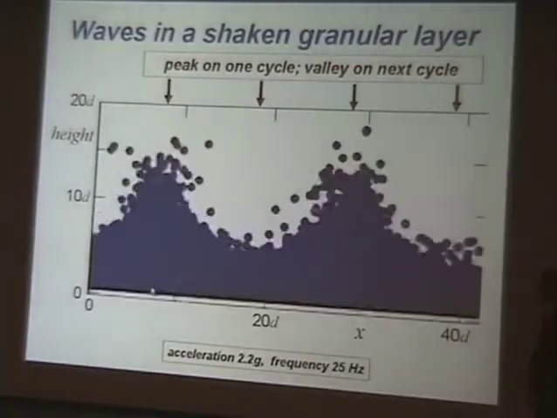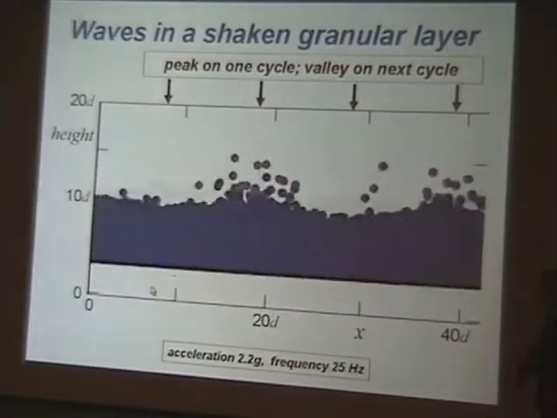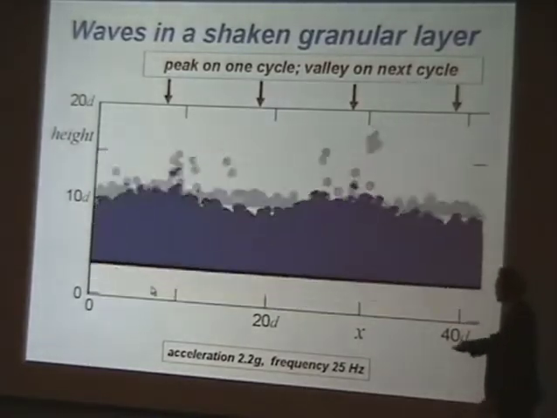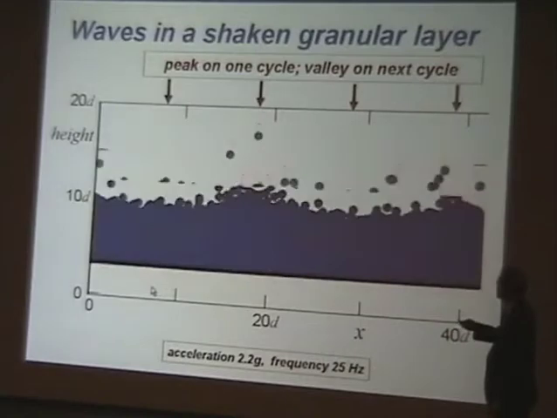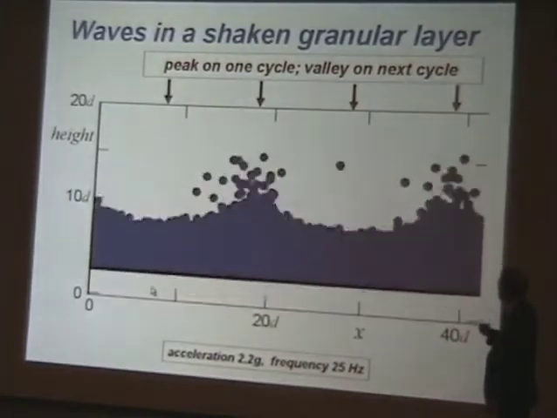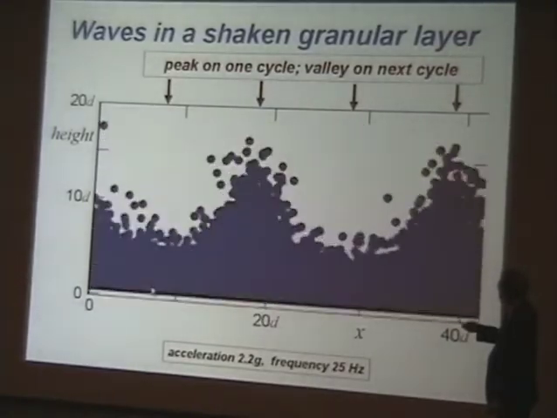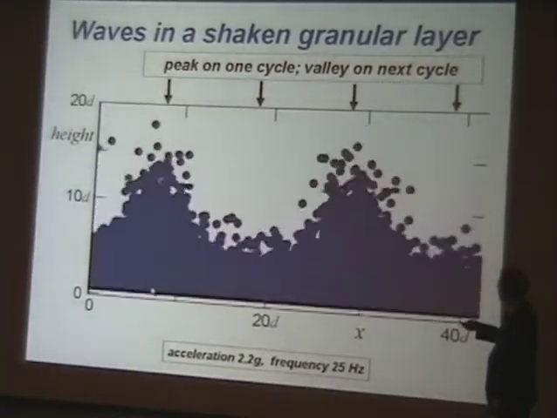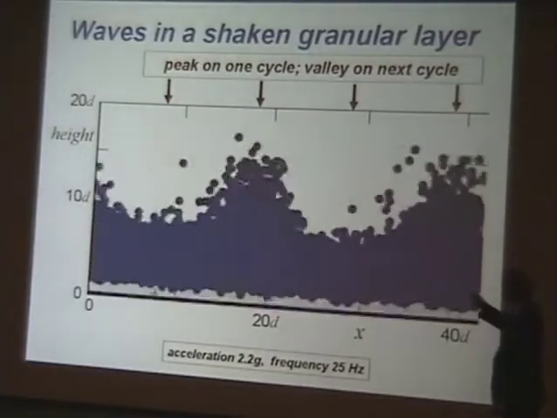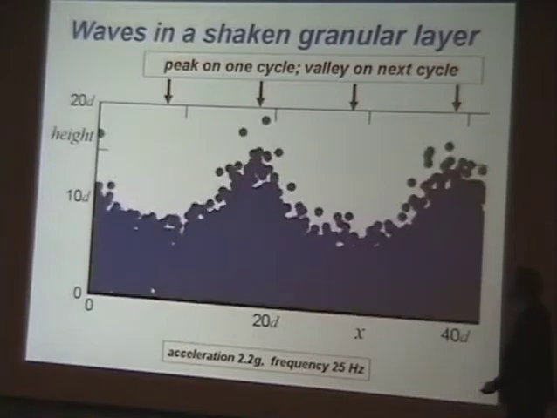Now, this is what happens when you shake hard enough. If you shake with a small amplitude, you get no pattern. The layer remains flat. But here you see when you shake hard enough, you get these peaks forming. You can see that there are waves. And when you have a wave at one oscillation, the next oscillation of the container, you have a little valley. So you go back and forth with sort of sloshing of the particles.